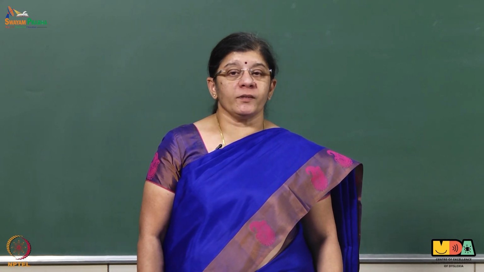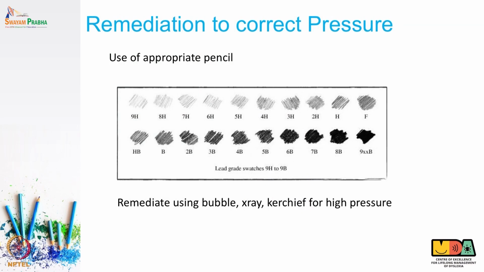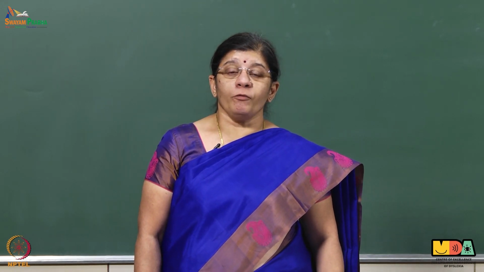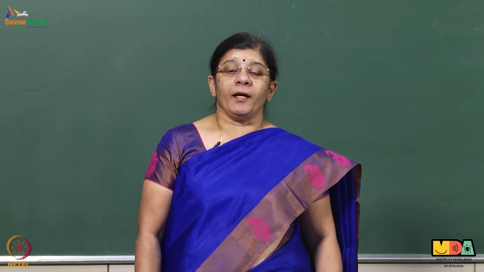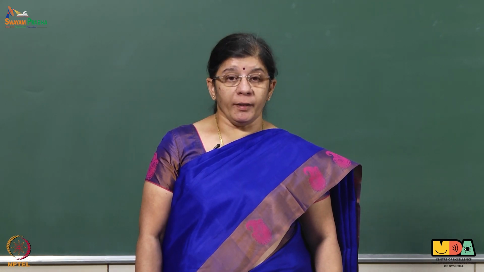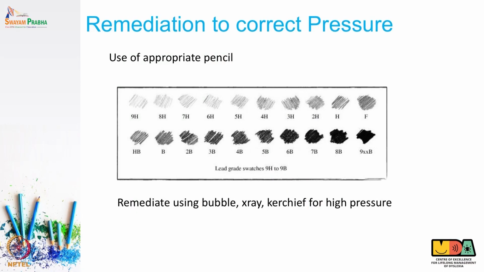Now, we have certain methods to help children with these difficulties. If the pressure is too high, we would use an X-ray sheet, a bubble wrap, or a handkerchief, which could be kept under the page of the notebook for the child to write. All these three would offer resistance, and hence the pressure would come down. In case the child writes very lightly, where the pressure is too low, then we could use dark pencils, which would help the child to write better, and the visibility of writing would be there.